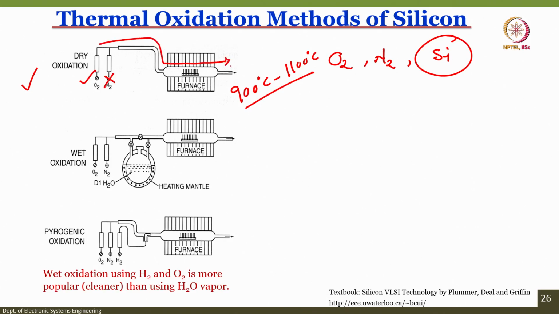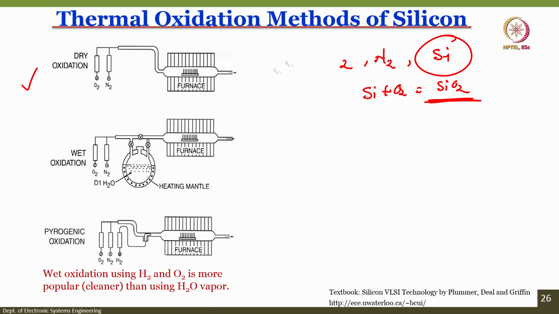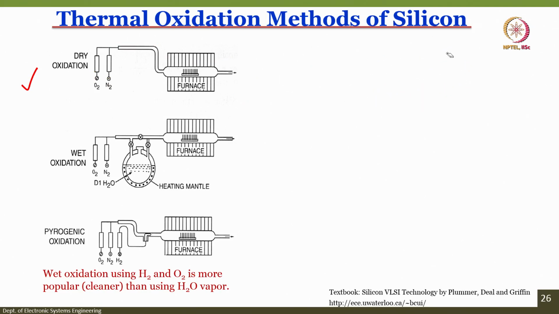When this happens, there is a formation of silicon plus oxygen gives SiO2, right. There is a formation of silicon dioxide. So, this is how the reaction happens, the chemistry happens, and the formation of the silicon dioxide on the silicon wafer. But if you want to go to the next technique, thermal oxidation, then it is a wet oxidation technique.